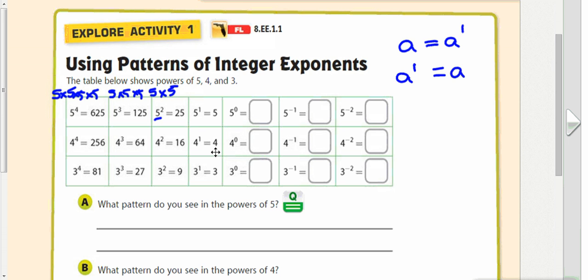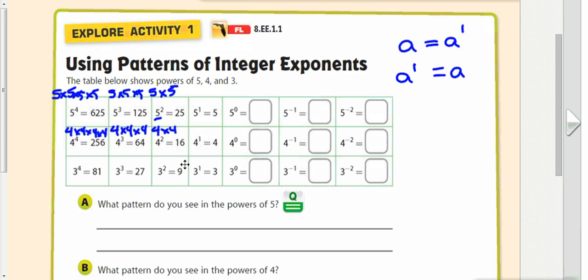So let's go ahead and confirm that with the other terms that we have. 4 to the first is 4. So 4 to the second is supposed to be 16. Is 4 times 4 16? Yes, it is. 4 to the third is 64, I'm sorry. So 4 times 4 times 4 should be 64. 4 to the fourth should be 256. So 4 times 4 times 4 times 4, if you check that in your calculator, you'll get 256.